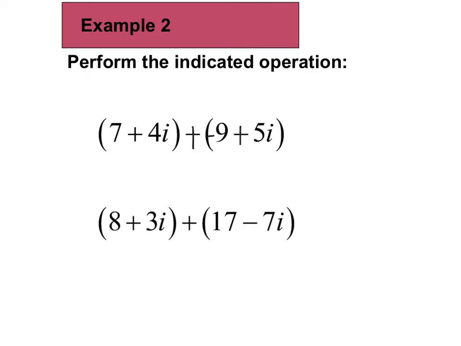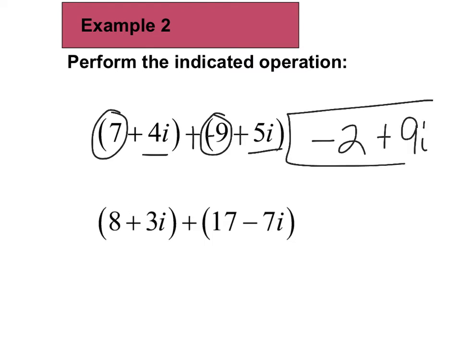Now, literally, real goes with real, imaginary with imaginary. So 7 minus 9 is what? -2. And then 4i and 5i is? 9i. So plus 9i. And that's how you write it. Get the real part first, imaginary part second.